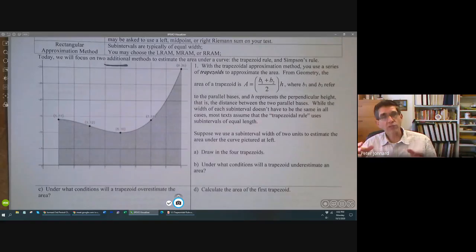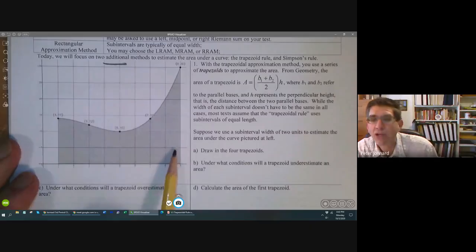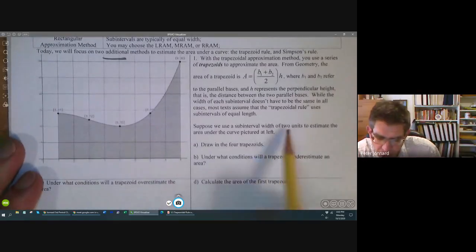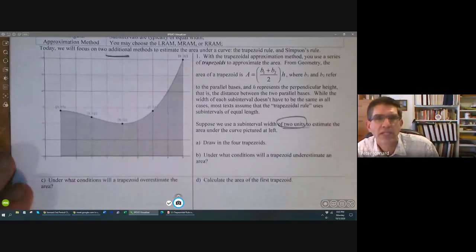If you're going to memorize a formula, it will only be valid if all of those intervals are the same width. They may ask you on an AP Calc test to use the trapezoidal approximation using the data suggested in the table, in which case they won't all be the same width. And so you'll have to be mindful of that. So suppose we decide for this particular function, we want a subinterval width of 2 units. That would mean every single one of them is the same.